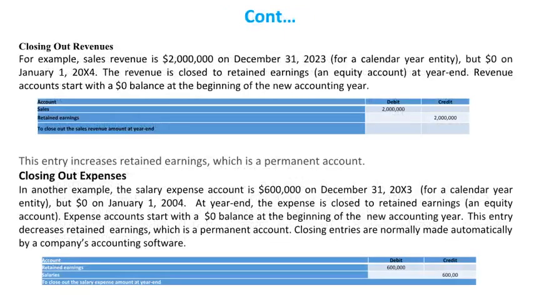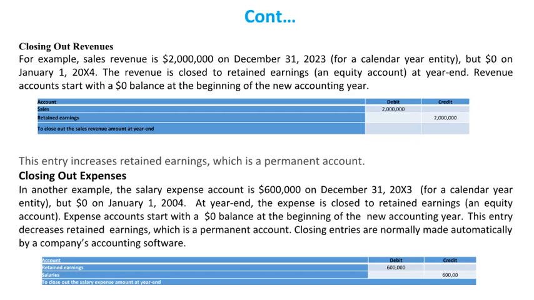Closing out revenues. For example, sales revenue is $2 million on December 31, 2023, for a calendar year entity, but $0 on January 1, 2024. The revenue is closed to retained earnings, an equity account, at year end. Revenue accounts start with a $0 balance at the beginning of the new accounting year. Thus, sales will be debit and retained earnings will be credit with $2 million. This entry increases retained earnings, which is a permanent account.